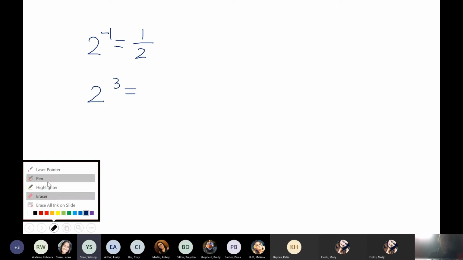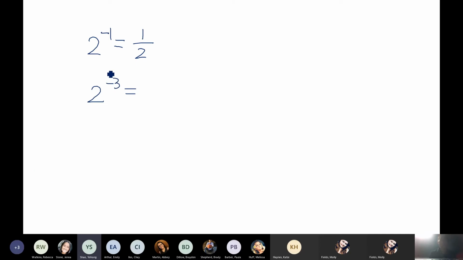So let me put the minus sign back. This minus sign in the exponent means you will, first you can drop the minus sign in the exponent. You will get 2 to the third, which is 8. And then you're going to flip your answer. You will get 1 over 2 to the third, which is 1/8.